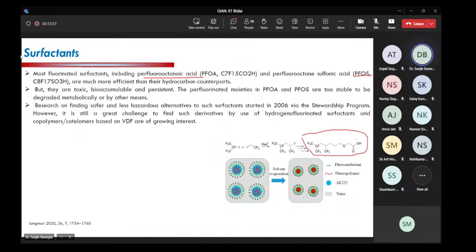If you look closely, this part of the molecule, COOH, is the polar head group, and this part is the non-polar tail group containing fluorine. This molecule can form micelle, and this micelle can lead to different properties also.